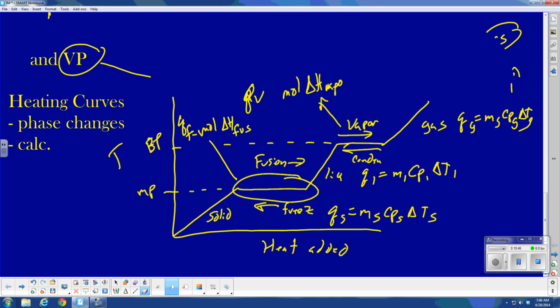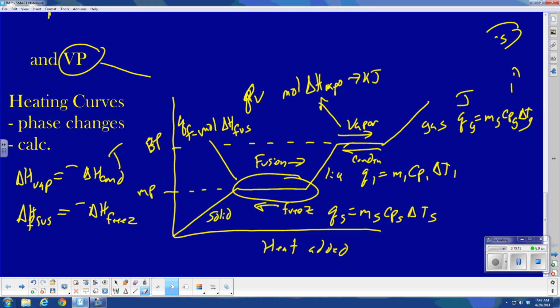And so you add all those together, watch your units, because quite often this is in kilojoules and quite often this is in joules. So you have to make sure that your units work out. And there's always the relationship, what? That delta H vapor is equal in magnitude to delta H condensation, except that you have a different sign. And delta H fusion is equal to delta H freezing, except for a different sign, right?